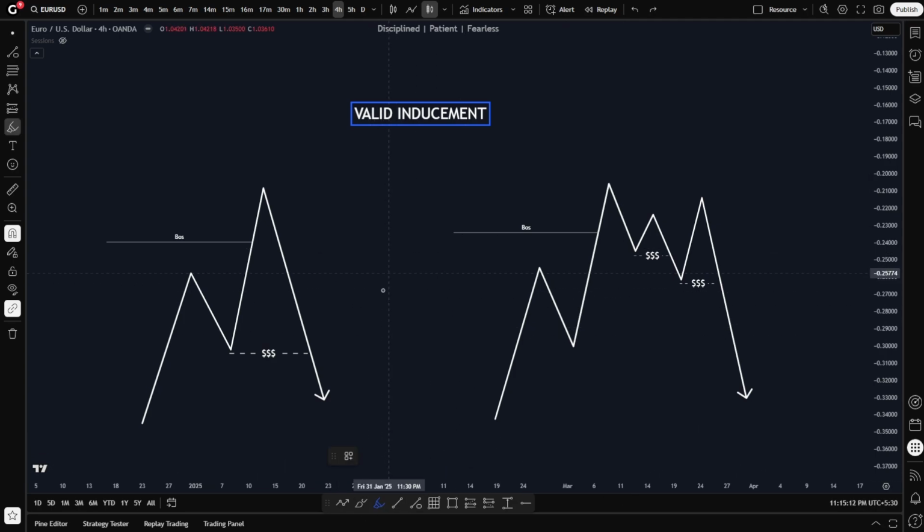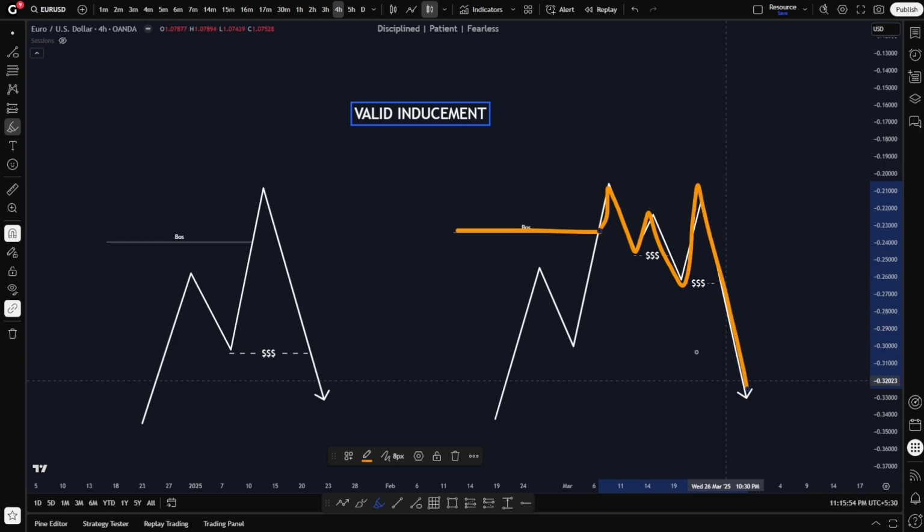We have two structures right here. Which one of these two structures has a valid, proper inducement in the market according to SMC? You can obviously pause the video and take a guess, but the answer is none of these two structures have a valid inducement present in them. So when you look at the right side, BOS happened right here. The price went a little bit up and then it just kept on coming down, right? Obviously it broke this low, it even took this high, and once again it broke this low, right?